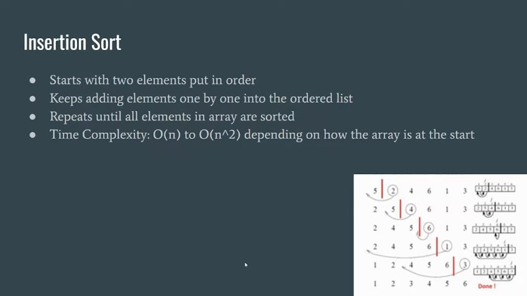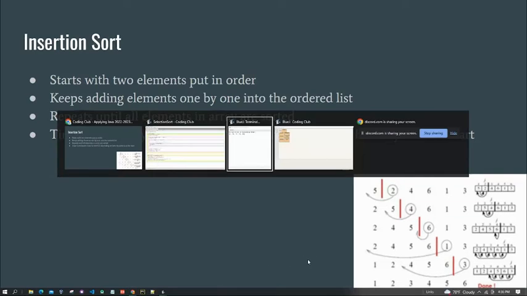And then the next value is 4, so it goes in the middle because it's greater than 2 and less than 4, and just continues this process for each value in the array.